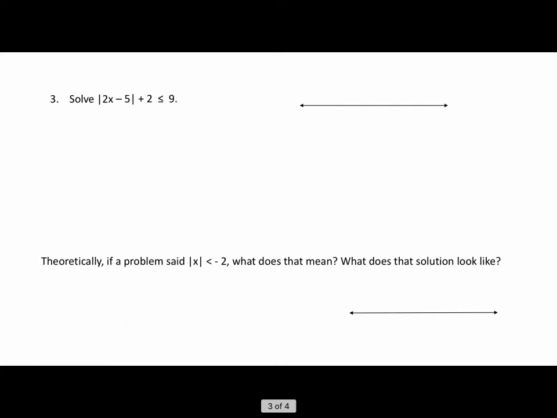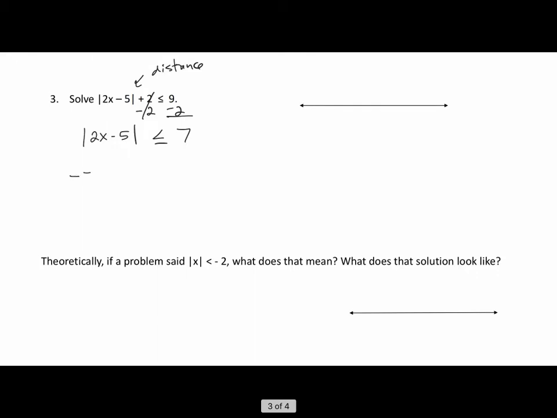Another example here, we have the absolute value of 2x minus 5, plus 2, is less than or equal to 9. But remember, I can't talk about distance, which is what the absolute value means, unless it's isolated. So I have to isolate that absolute value, which means I need to subtract 2 from both sides of this inequality so that I only have the absolute value on the left side. And 9 minus 2 is 7. Great. So the distance now I can talk about is less than or equal to 7 units.